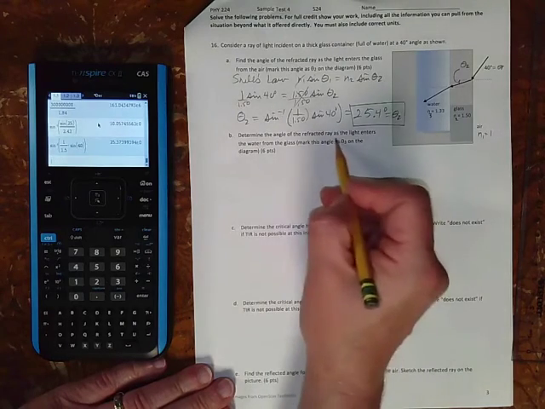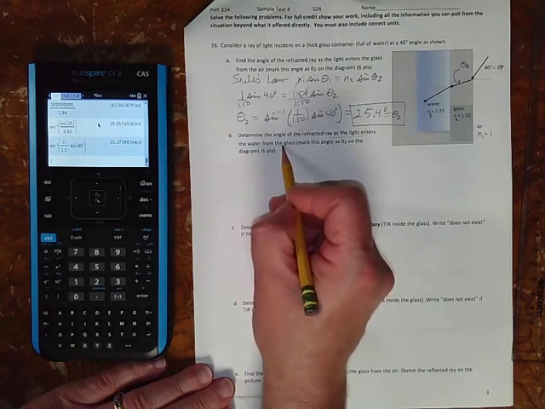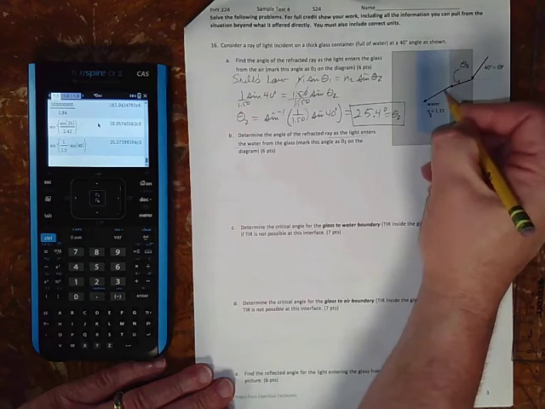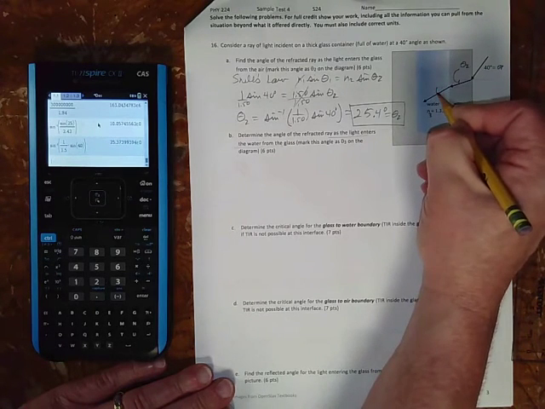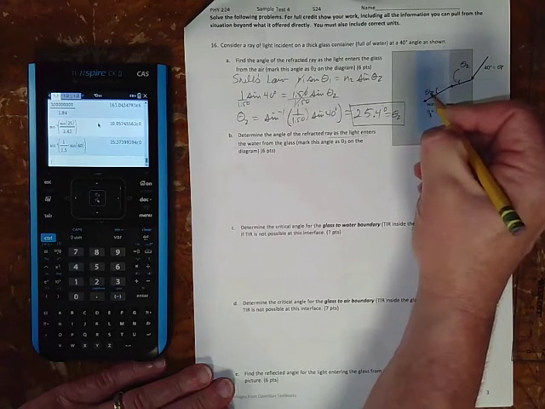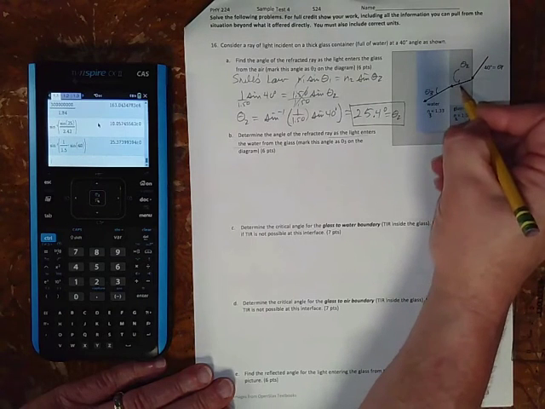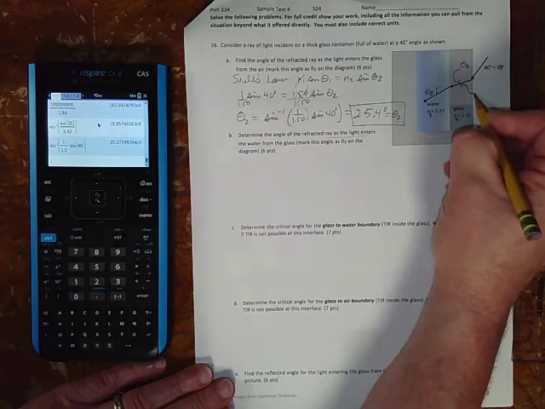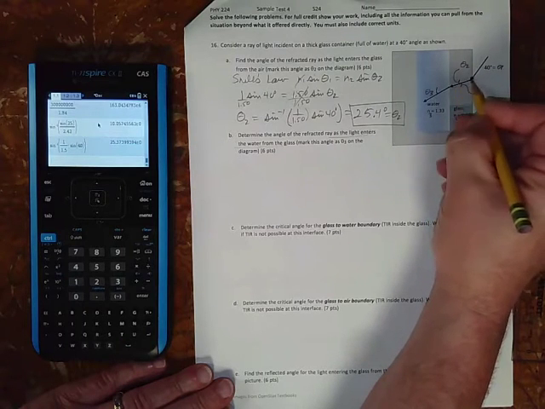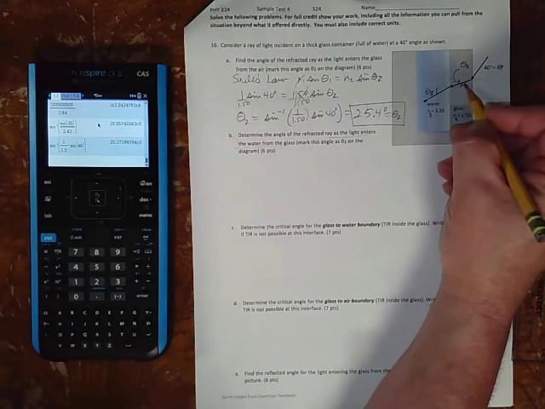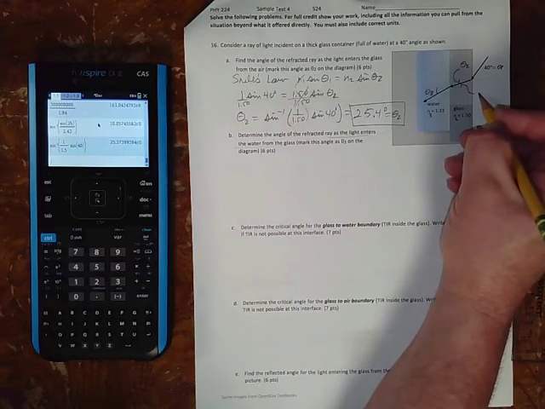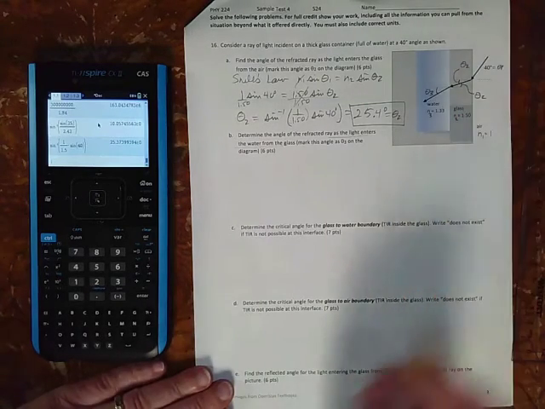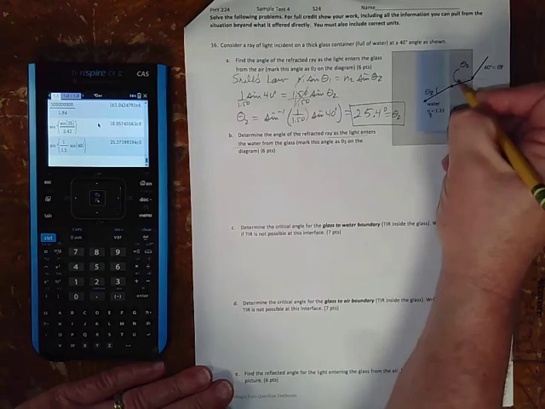Determine the angle of the refracted ray as light enters the water from the glass. So now we're in here, and so the refracted ray would be here. It says to call it theta 3. Theta 2, the incident angle, is always with respect to perpendicular, so that's the angle here. But since we've got two parallel lines, and these are alternate interior angles for a line cutting the two parallel lines, this is also going to be theta 2. So we are good here.